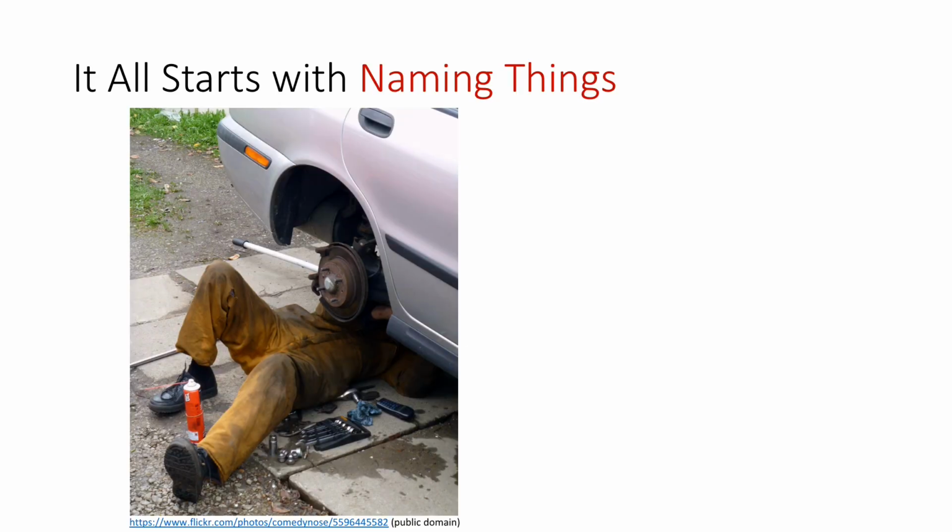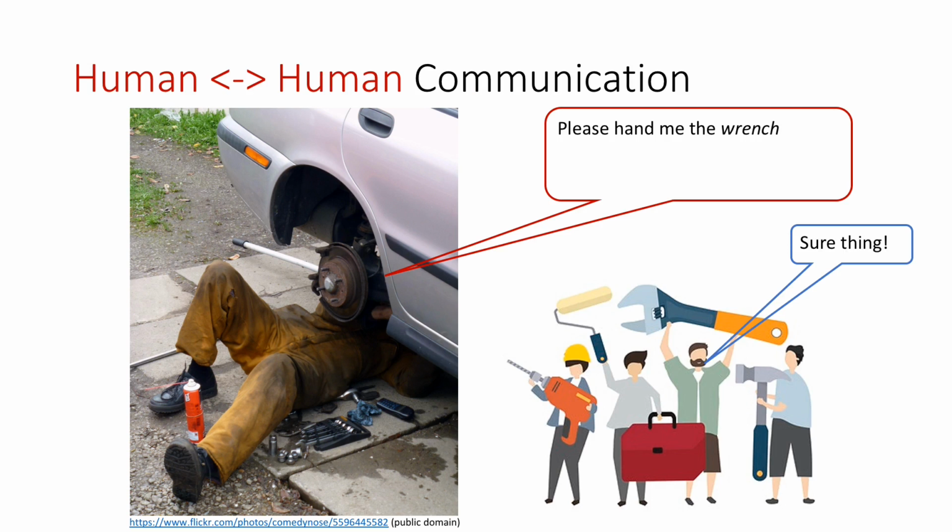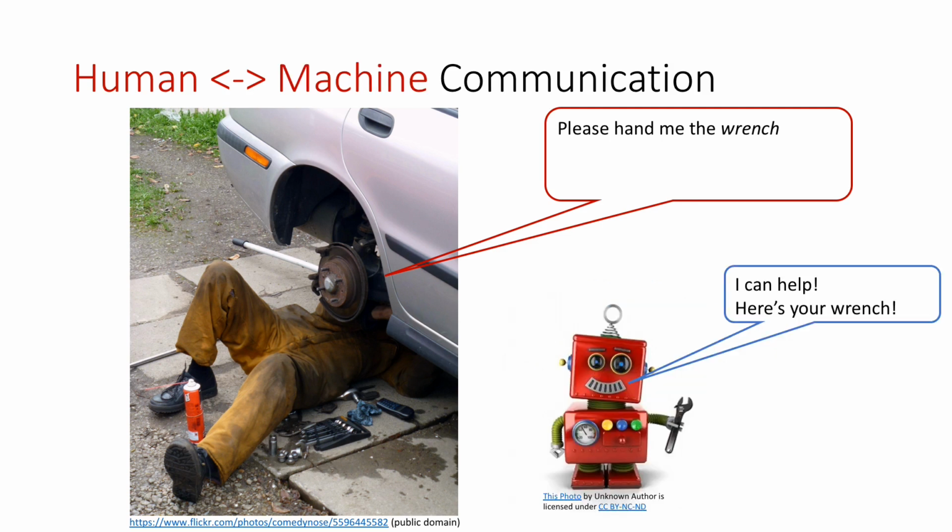How this naturally happens all starts with the naming of things. Why do we want to name things? We name things in order to communicate. Obviously, this could be human-to-human communication. I ask for a wrench, and you know exactly what to hand me. But even more so in the future, it will be for human-to-machine communication.